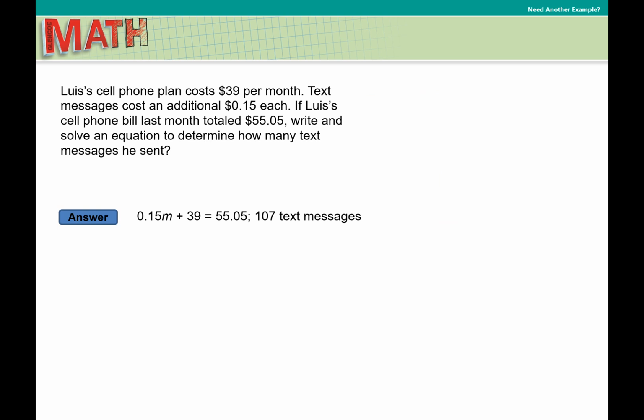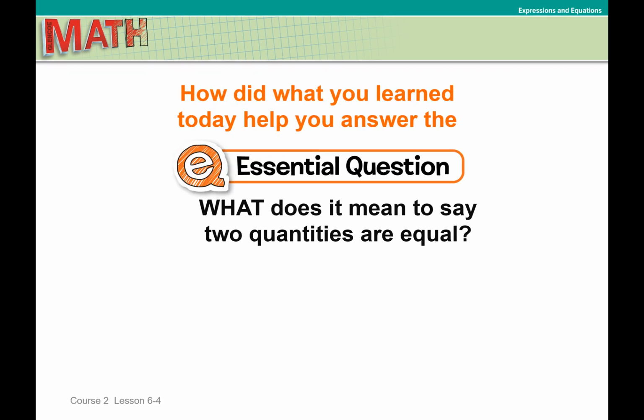Okay, your equation should have been 0.15m plus 39 equals 55.05. That's your equation, and the answer is 107 text messages. Okay, so we've learned how to solve two-step equations. Pretty much the same as what we've been doing, just doing the addition or subtraction first, and then the multiplication after.